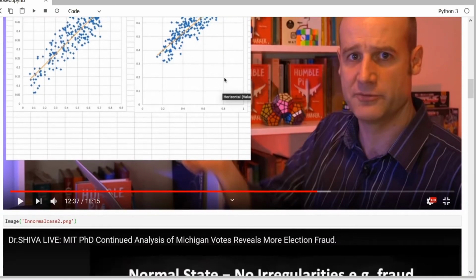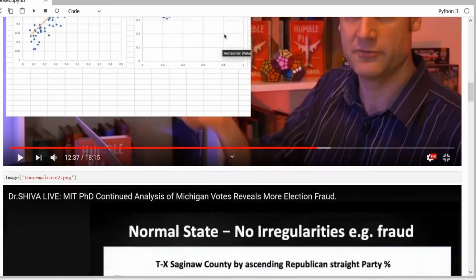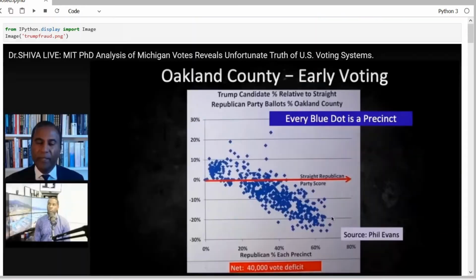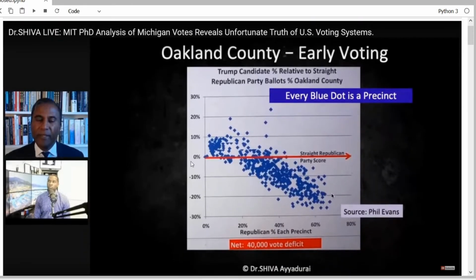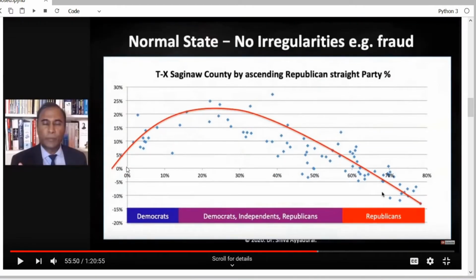So Dr. Shiva did not take this without a fight. He responded with a scathing rebuttal, doubling down on the claims that he was making that there was election fraud and that your graph should not look this way. When you plot the percentage of people who vote for a candidate and the percentage of people who vote for the candidate's party in this fashion, it's not how this is supposed to look.